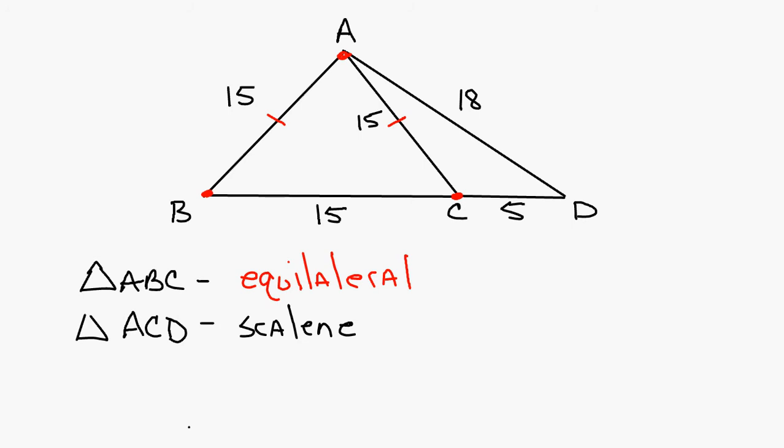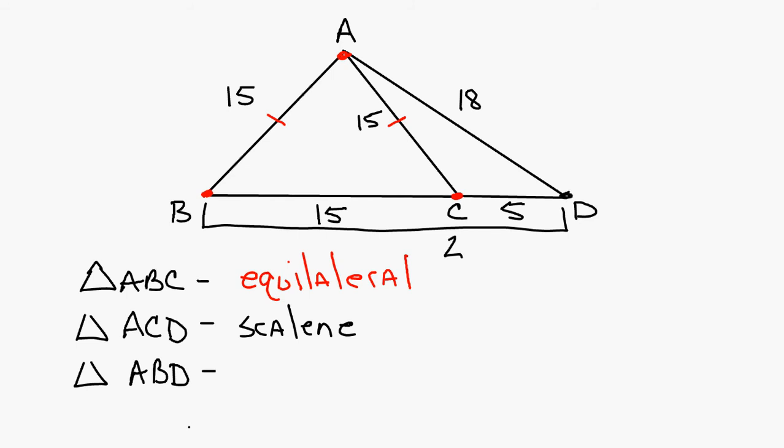ABC, ACD, and then let's look at the big triangle, that is ABD. And you could take this information here. Isn't that also scalene? What's the length of side BD? 20. It's 20, isn't it? The 15 plus the 5, so that's 20. So that's also scalene.